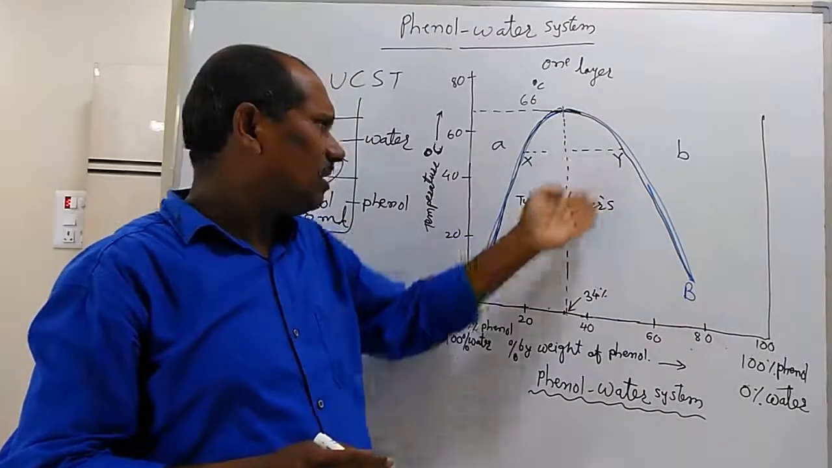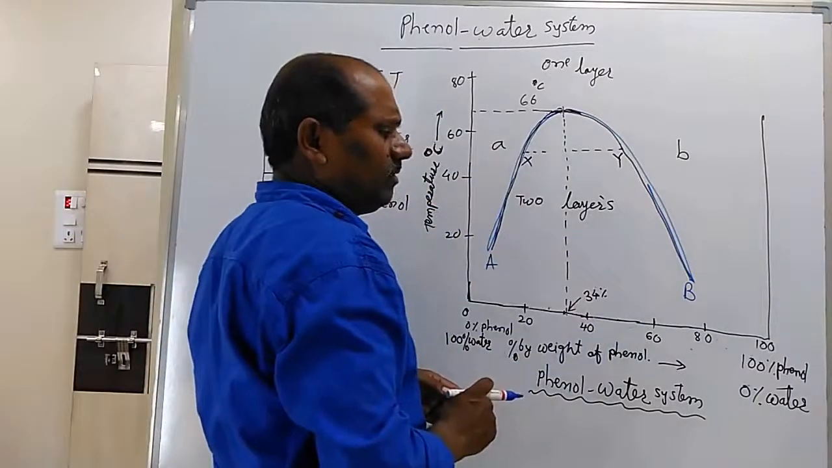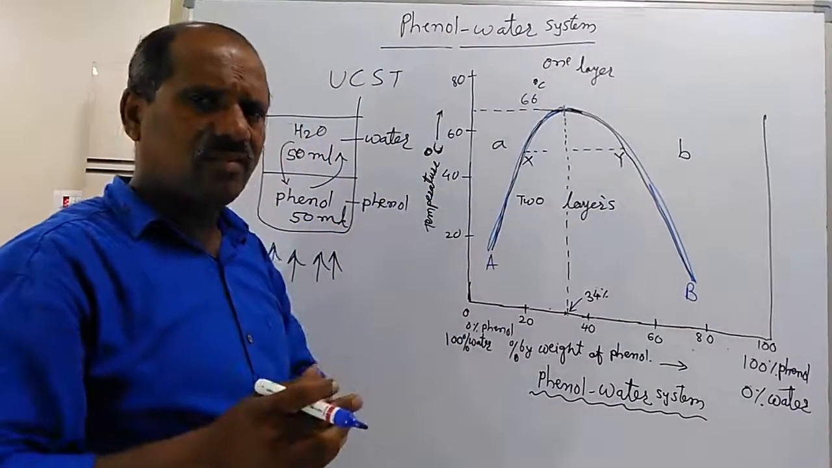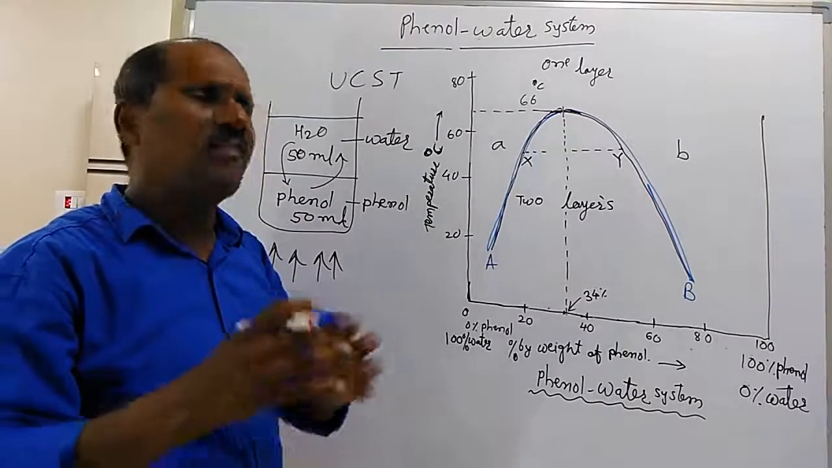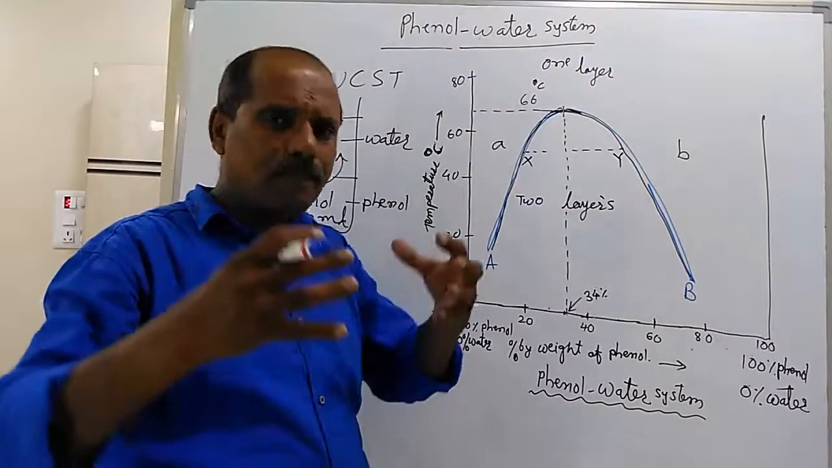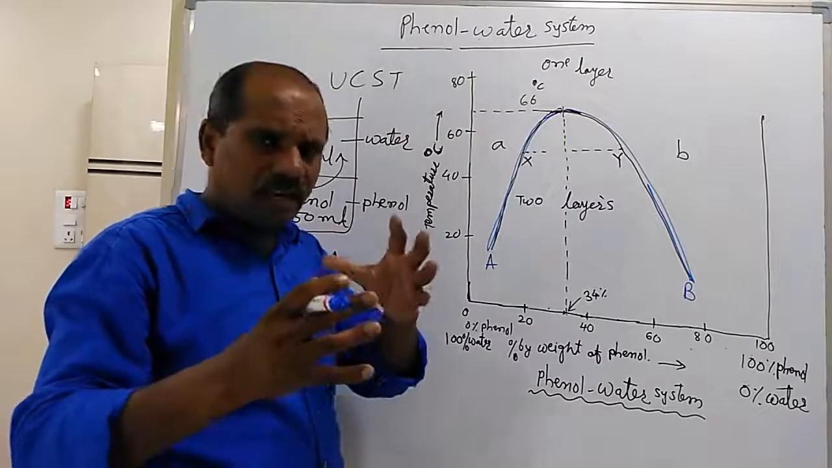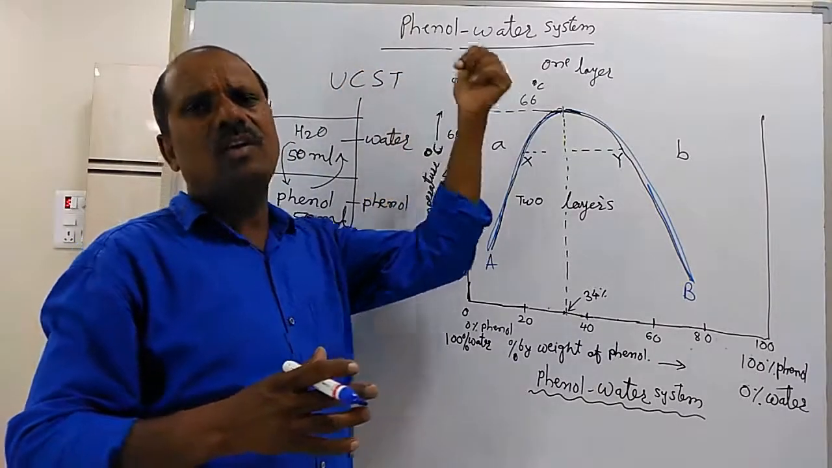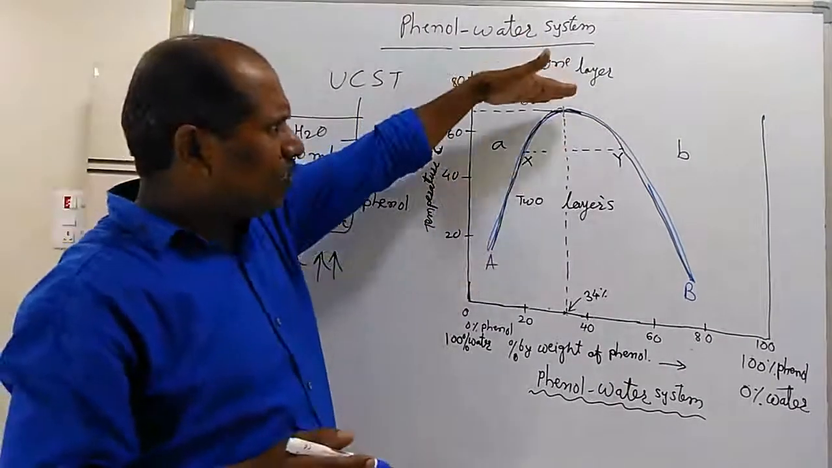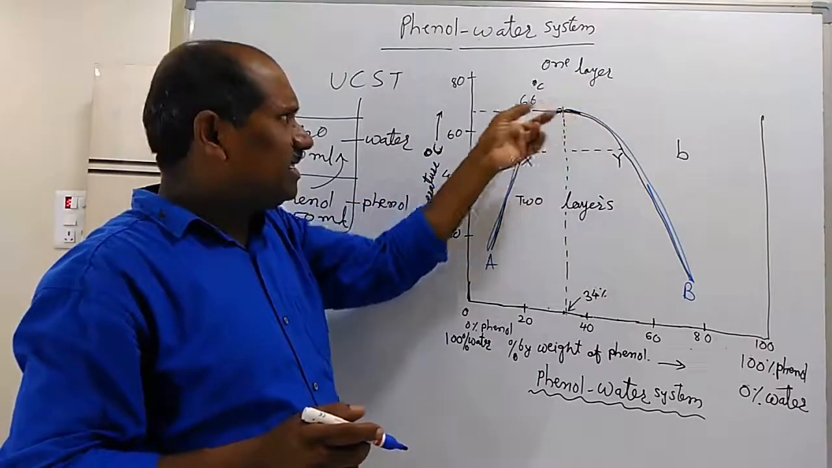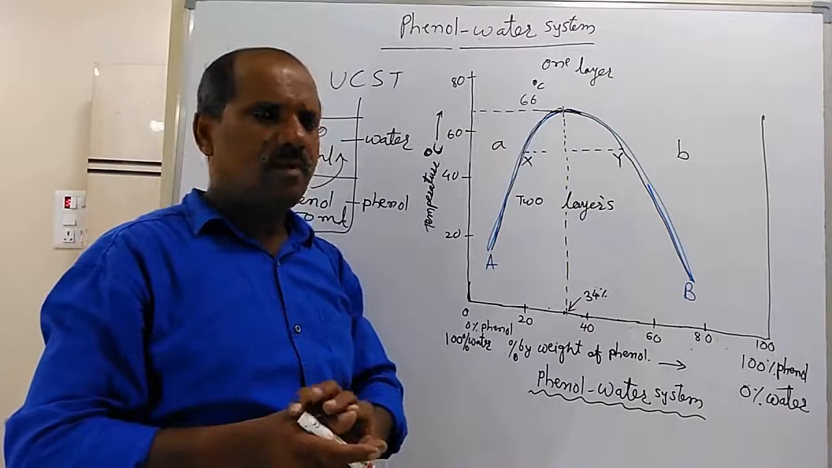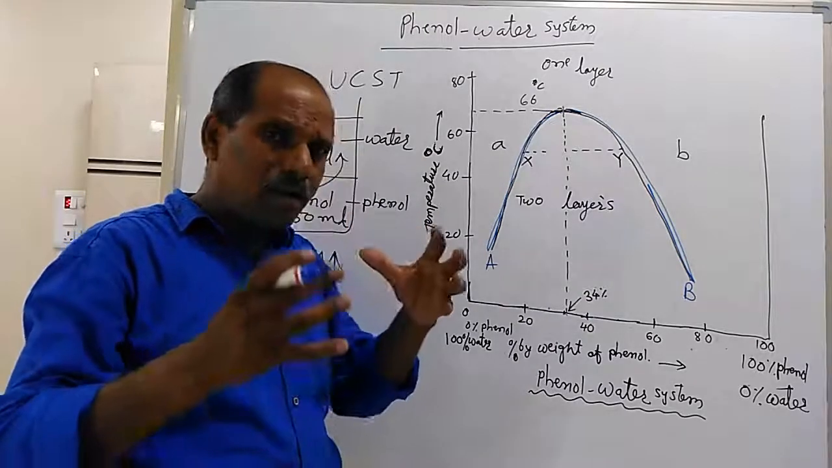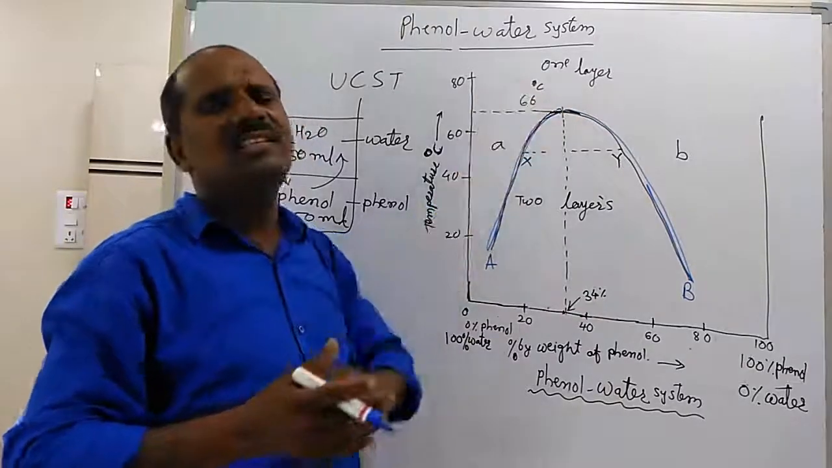As the temperature increases, what happens? The solubility of the water or the percentage of water goes on increasing up to this point. And at this point, once again, the two liquids, phenol and water, form the single layer. They are merging with each other and forming a single layer. That point of temperature is called the upper critical solution temperature or the upper consolute temperature. The upper consolute temperature is 66 degrees Celsius for the phenol water system. Means in the phenol water system, the two partially miscible liquids, phenol and water, show complete miscibility with each other at 66 degrees Celsius.